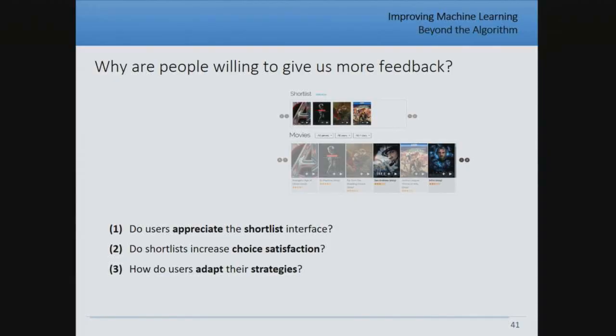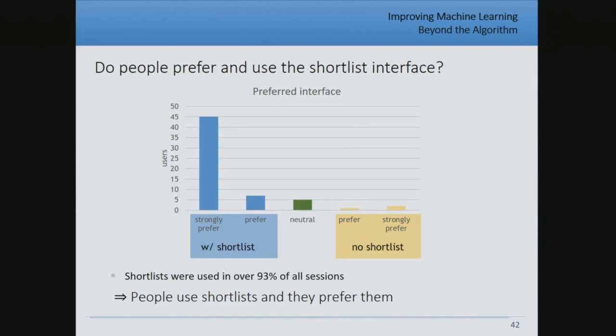So why are people willing to put up with this? Why are they even using the shortlist? In order to understand this better, I want to break it down into 3 smaller questions. So first, do users appreciate the shortlist interface? Second, do shortlists increase choice satisfaction? And third, how do users adapt their strategies?